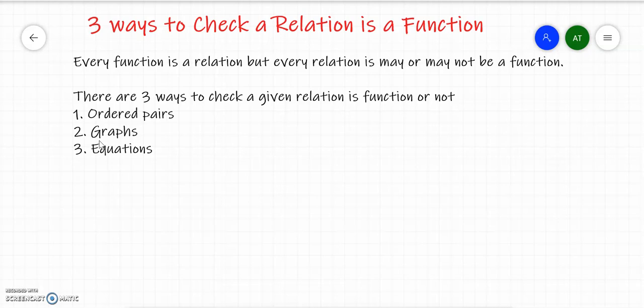In this video we are going to learn the three ways to check whether a given relation is a function or not. Every function is a relation, but every relation may or may not be a function. This means a function always implies a relation, but a relation may or may not be a function. There are three basic ways to check whether a given relation is a function or not: by using ordered pairs, by using graphs, and by using equations. Let's begin with the first way.